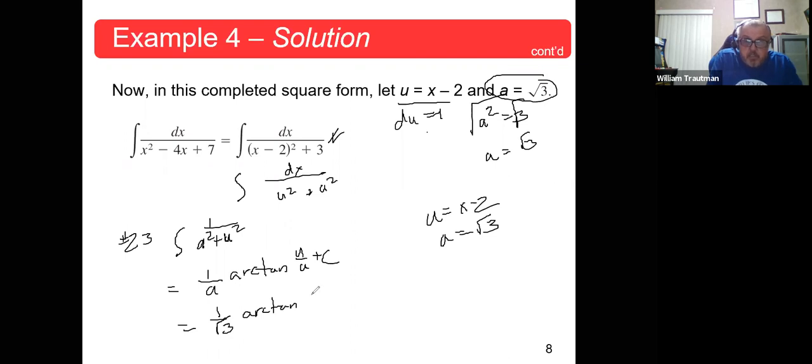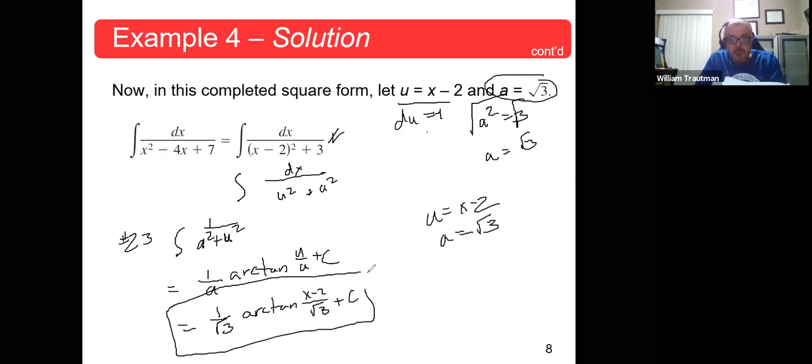Arctangent, u is x minus 2, a is the square root of 3, plus c, and there's our answer. So from rule number 23, you have to be able to complete the square. This problem is really similar to a problem on the test where you have to complete the square and show your work. So know how to do that.